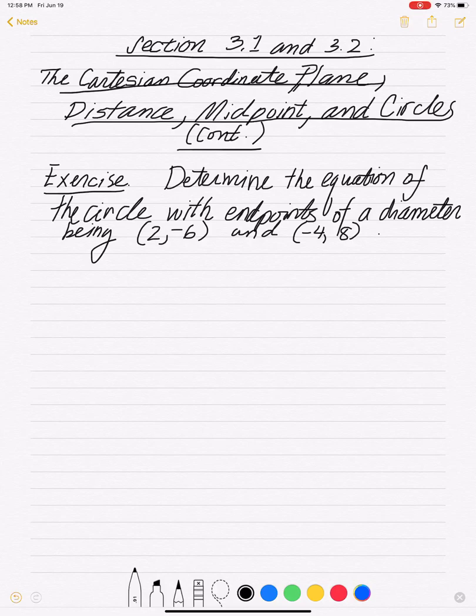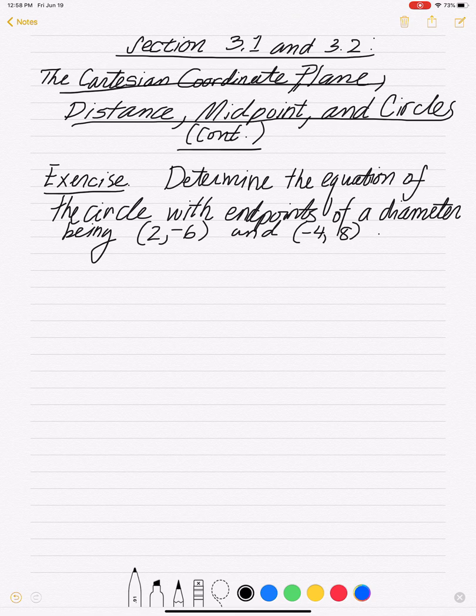I want to devote this entire video to a single problem. This problem is a little more challenging than some of the others. It's a nice problem. It requires you to put a few things together that we've done in section 2, which was about distance and midpoint equations of circles.